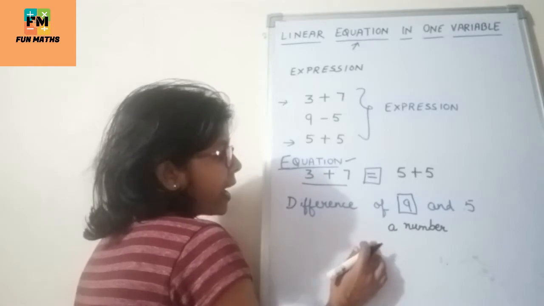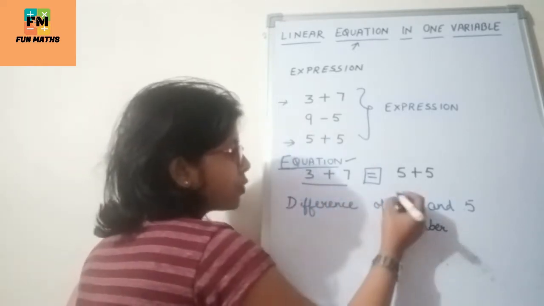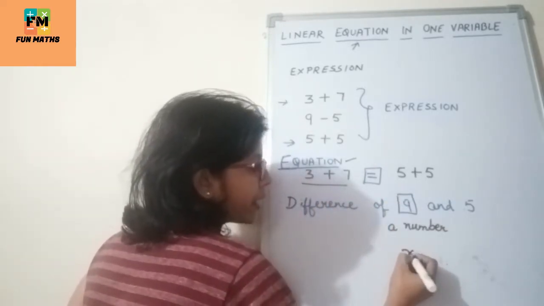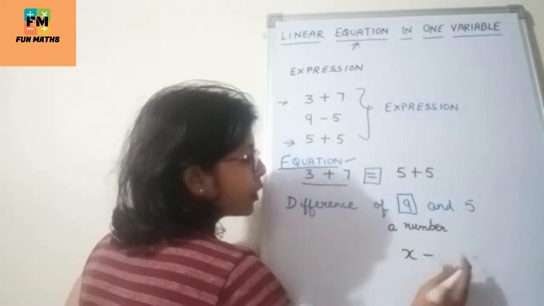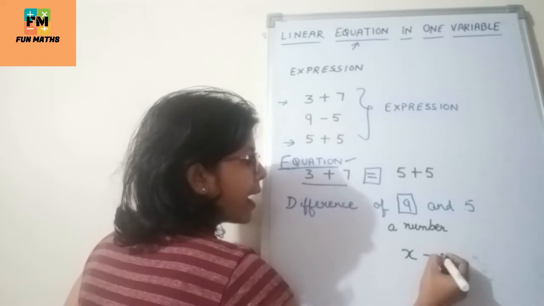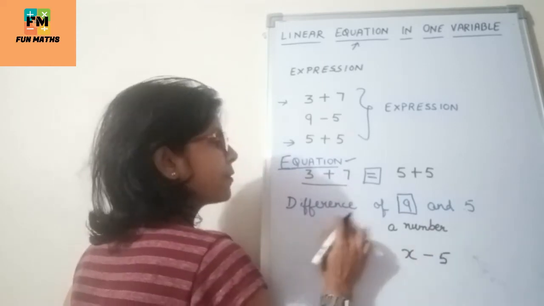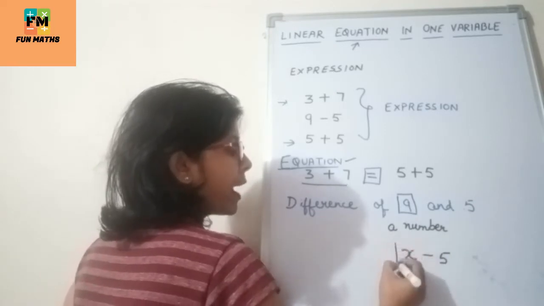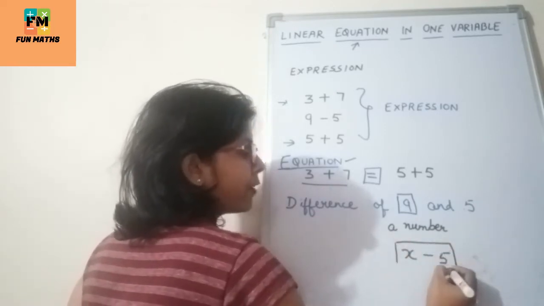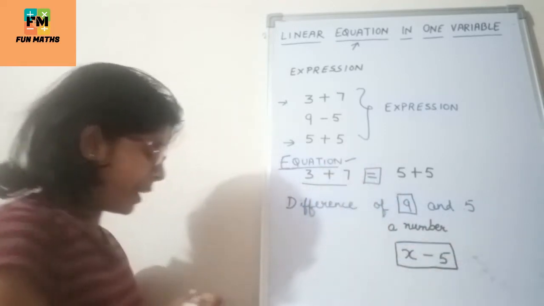Okay, so as we don't know what is the number, in place of this number I am taking one variable X, and as the operation is different, I am going to put the subtraction symbol over here, X minus 5, because difference of a number and 5. So a number and 5 is what? X minus 5. Now if you see, it contains the variable, right?